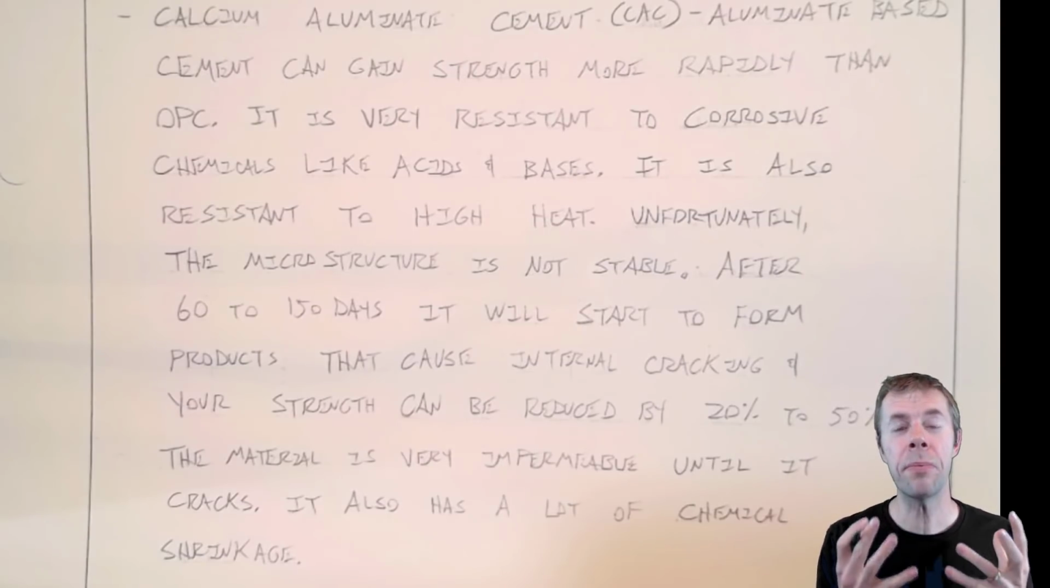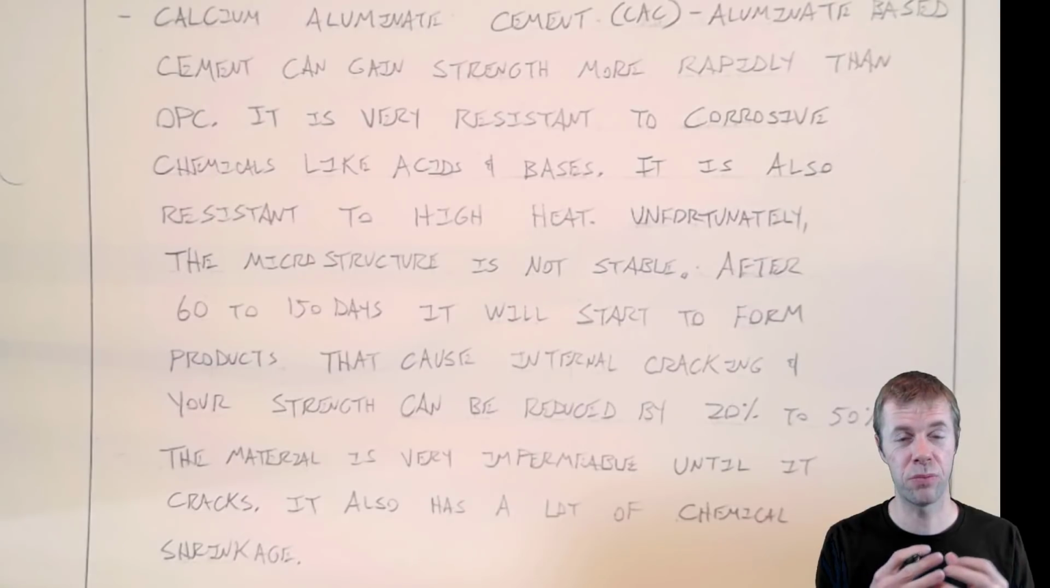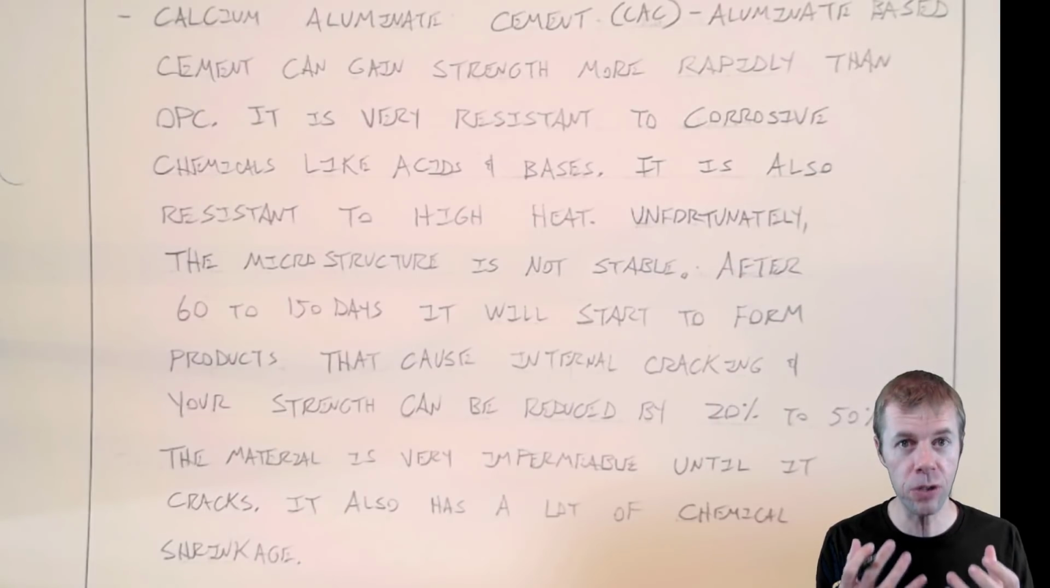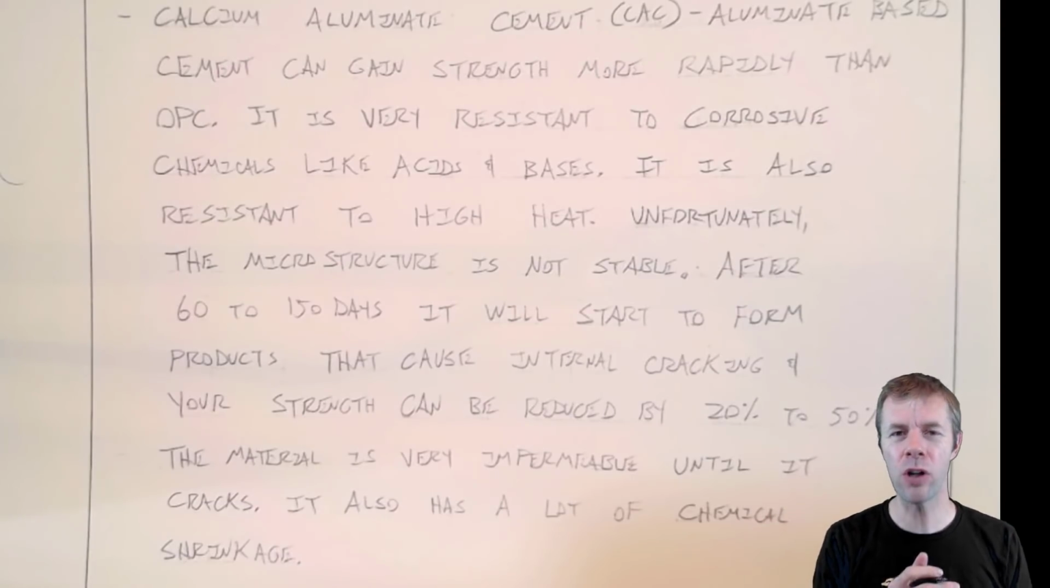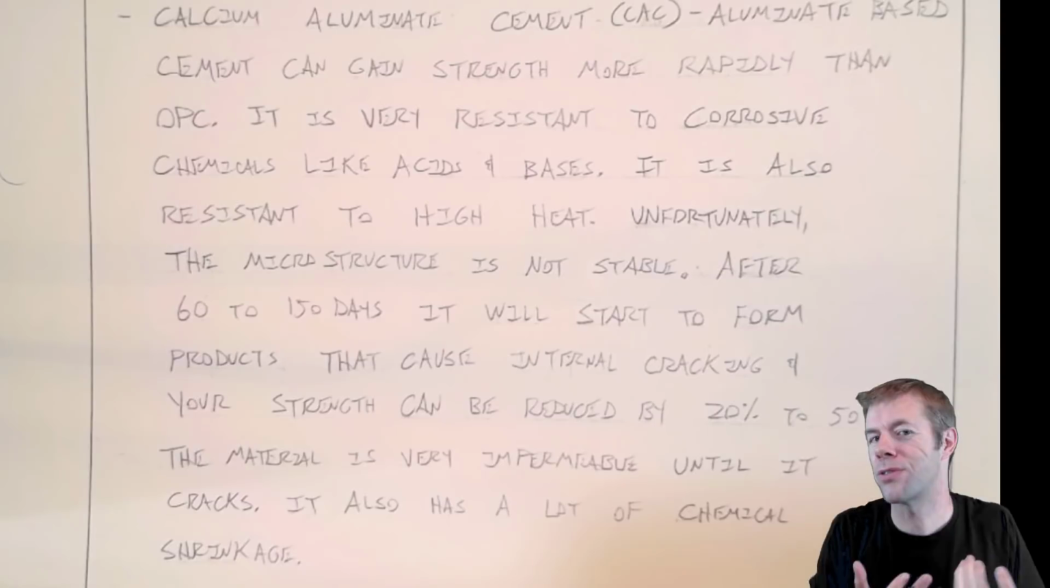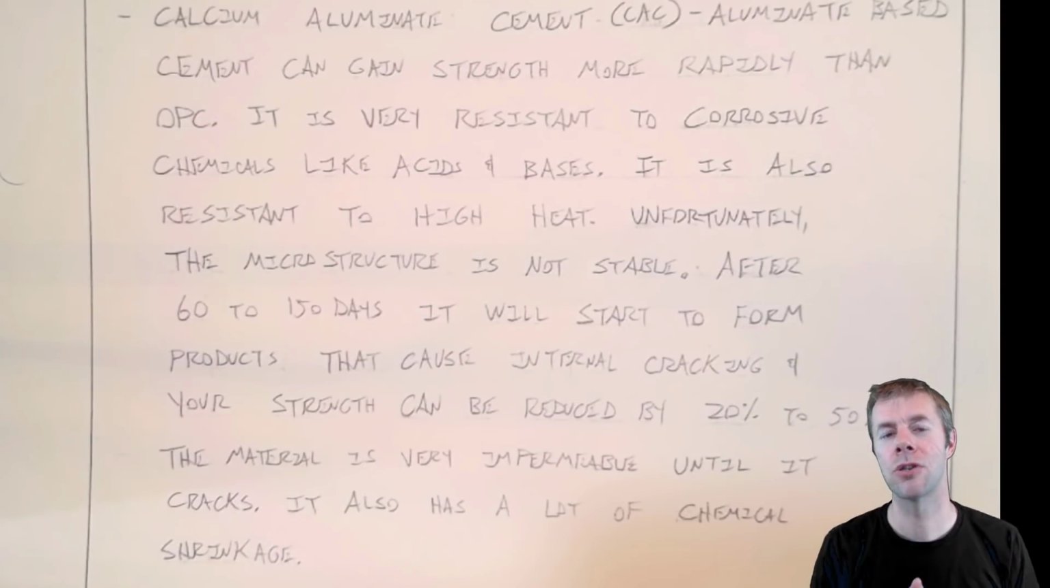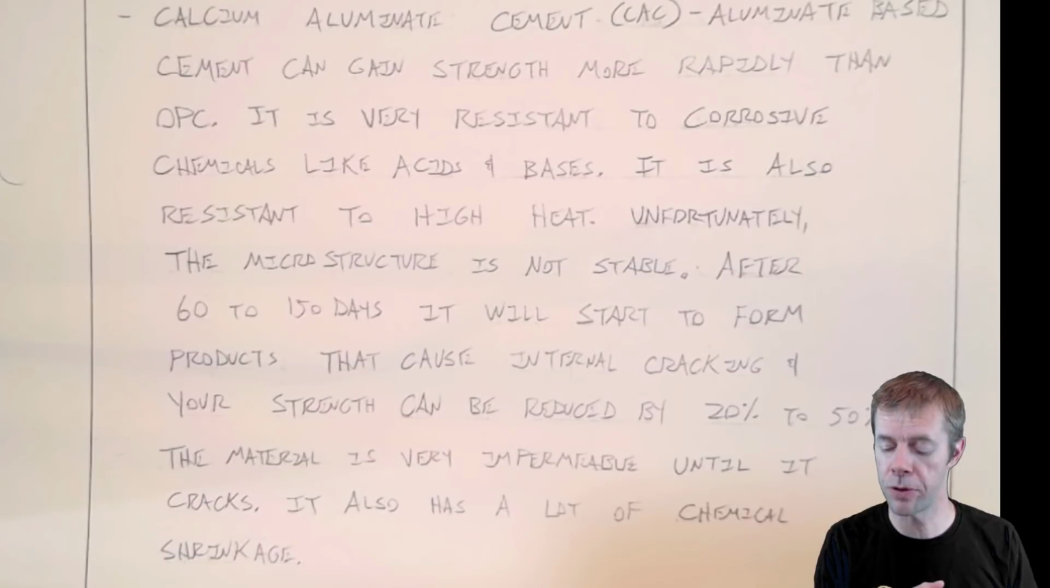Also, when people need to make runways or structures really fast that they're concerned may be blown up in warfare, they'll often use calcium aluminate cements. They can put them down, they get strength really fast, and they don't care if they're blown up because they're going to lose strength anyway. They're going to kind of crack themselves up and could lose 50% of that ultimate strength.